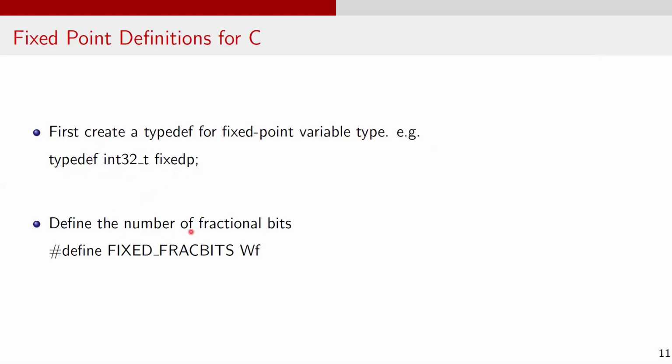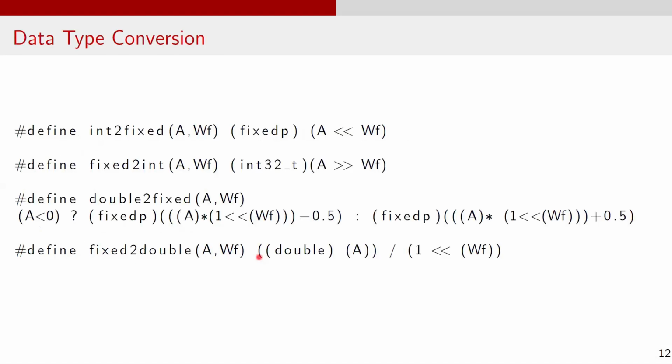Then we specify the number of fractional bits. We can do it using a preprocessor macro. The value WF depends on the granularity required by the application. Now look at the data type conversion. To convert an integer to a fixed point, simply left shift the integer by the number of fractional bits. Conversely, to convert a fixed type variable to an integer, right shift the variable by the same number of fractional bits and typecast it. Here are the two macros to do the conversion.